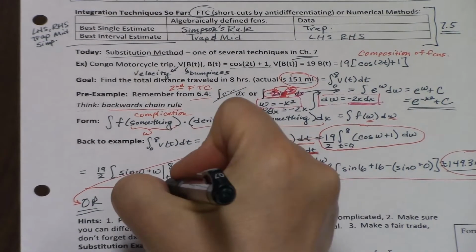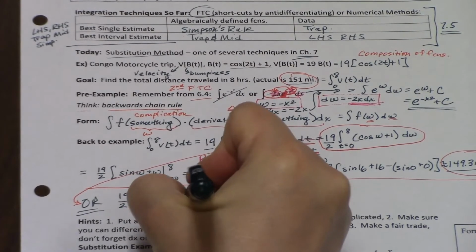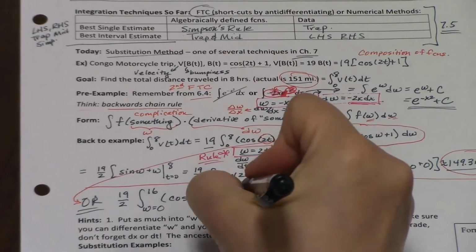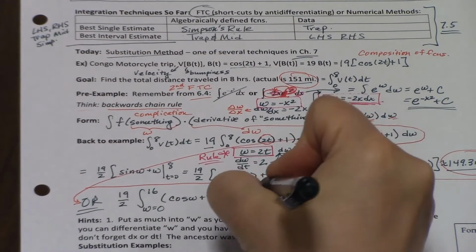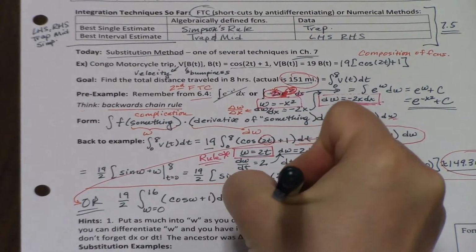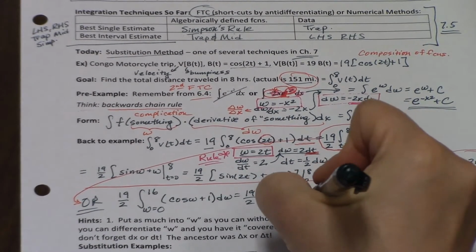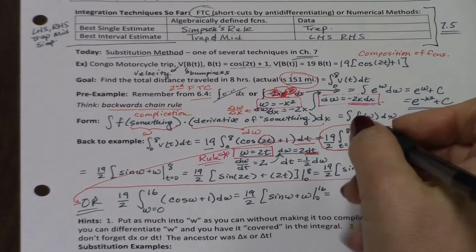And so now I have this new problem that has been converted completely over to W's, which means I'll never have to go back. So you can see how this would carry through. We would get sine of W plus W, just like we did last time here. But now we're going to go from 0 to 16. Now it just simplifies the process.